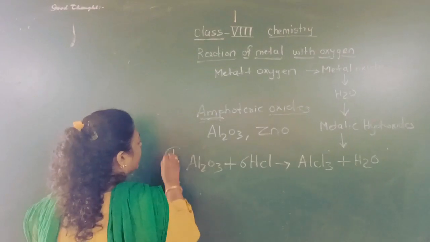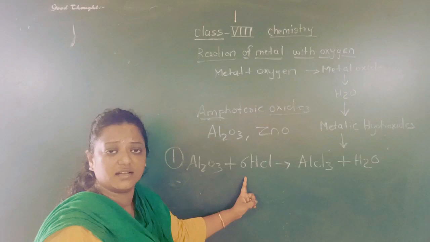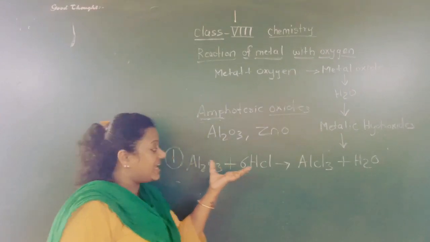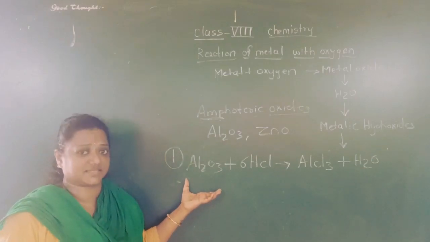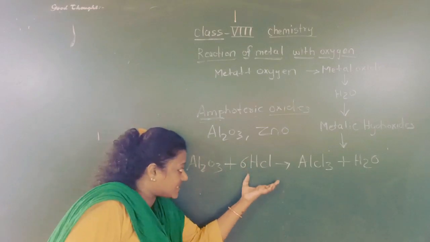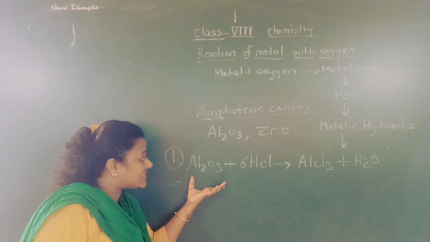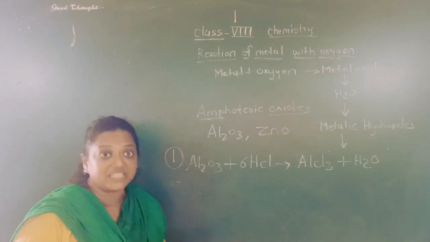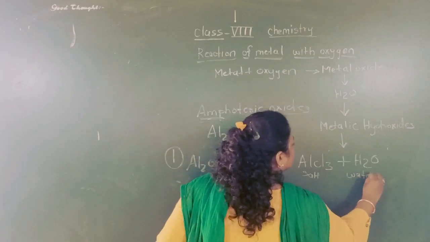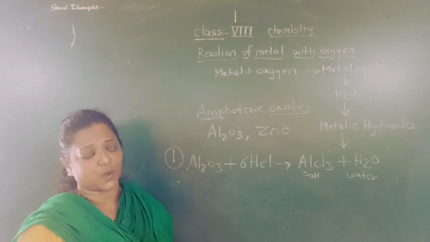Now to show you, I have taken aluminium oxide and I have reacted it with hydrochloric acid. As I have taken acid over here, it will behave like what? Base. Understood? If it is acid, then it will behave like what? Base. When acid and base react with each other, they form what? Salt and water. So AlCl3 is the salt that has formed.